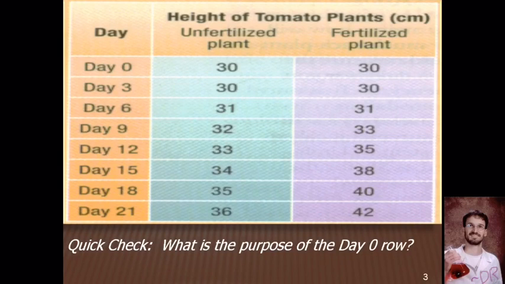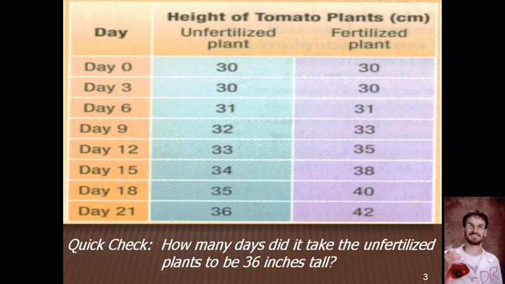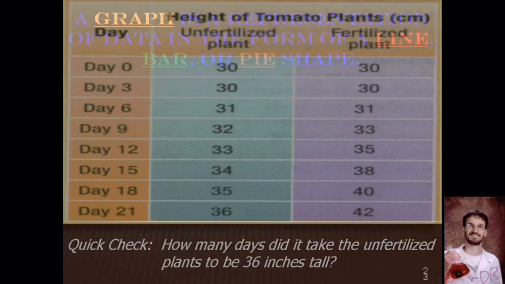So here we have the data table and a couple of quick checks. So we'll make sure that we go over these questions in class. So quick check number 1. What's the purpose of the day 0 row? It's interesting. Whenever you're recording, how many of you record something that's like a day 0? It's a really important thing to have in your experiment and in your data. And secondly, let's see how well you can just read the data table and find information. How many days did it take the unfertilized plants to become 36 inches tall? So one group will have to answer that one in class.